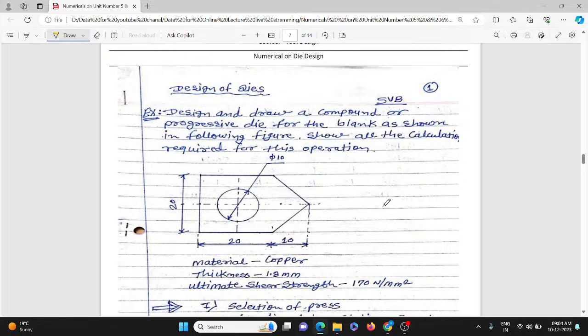The figure will be given, that is the shape of the component which we require, and accordingly the material will also be given in the numerical. Then the thickness is also given, and the ultimate shear strength is also given there. So what you have to do is design the die for cutting this particular component.